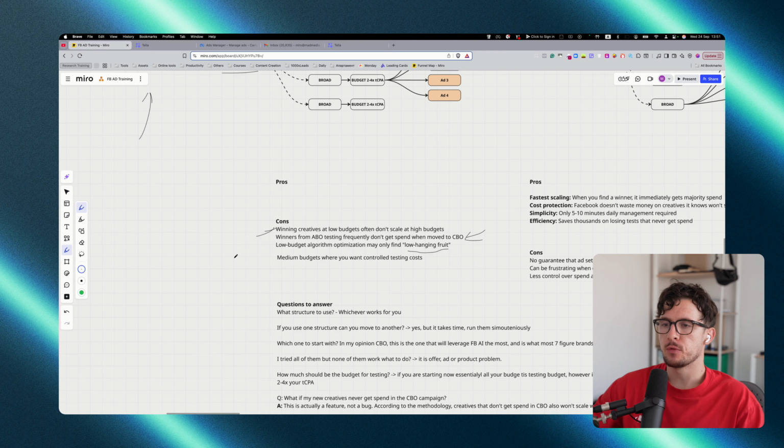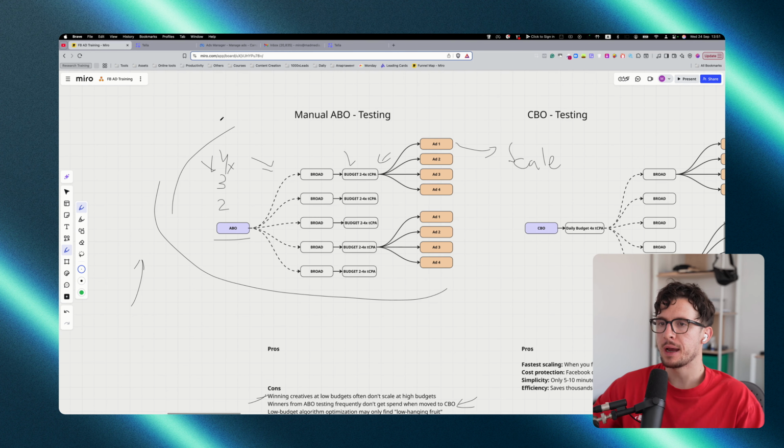And this is great for brands with medium budgets where you want controlled testing costs. And I just want to clarify, I'm still using this one widely. It's one of my personal favorite testing methods. And if done correctly, and if you're monitoring your ads on a daily basis, so you pause what doesn't work and you relaunch new ads, it works great.